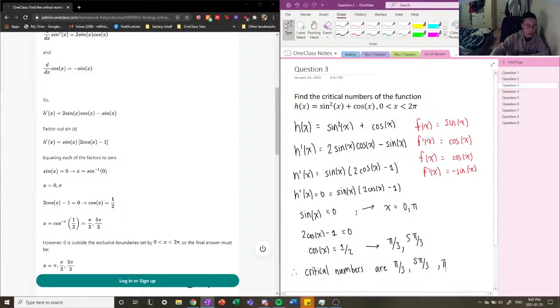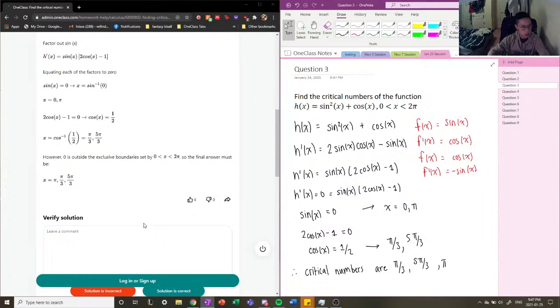That is how you find the critical numbers of this function in particular, and in general that's how you find the critical numbers of any kind of function. You find the derivative first, you set the derivative equal to 0, and you solve for the values of x that make it equal to 0. Other than that, the solution is correct and we can move on.